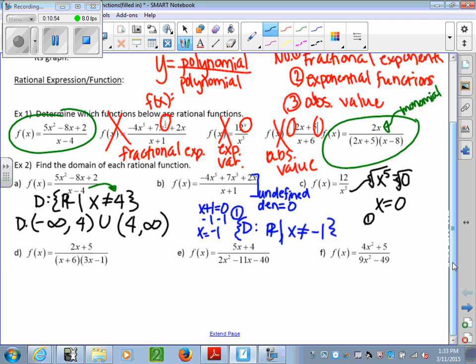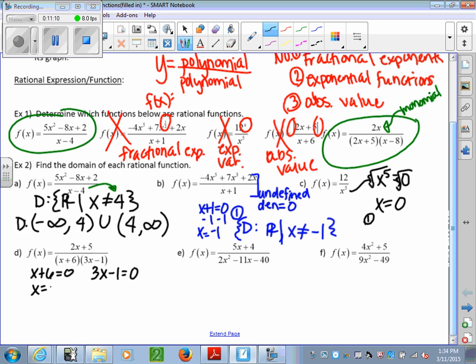Here, though, I have two factors. I need to set both of them equal to 0. So I have x plus 6 equal to 0. So I will have two vertical asymptotes. I have 3x minus 1 equals 0. So just solve for x.